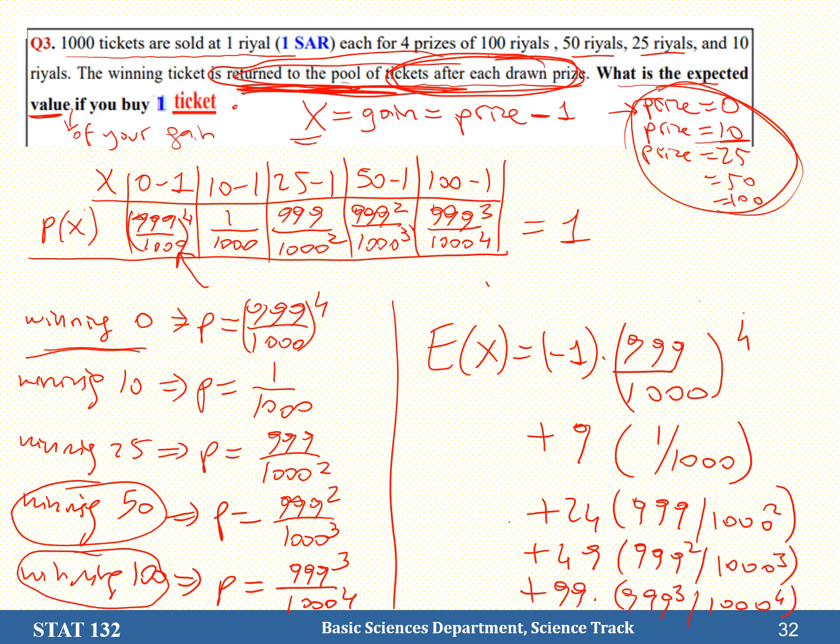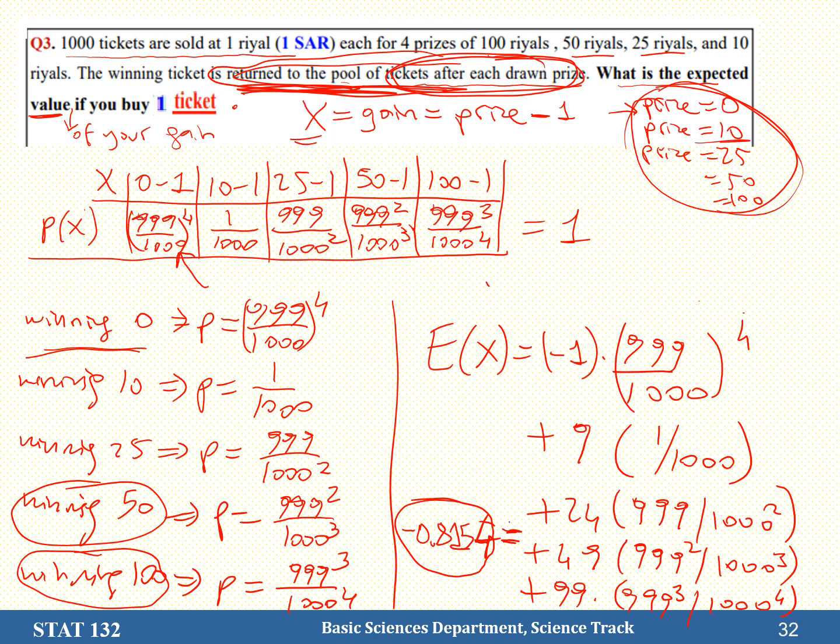If you calculate all these, this will give you minus 0.8154. So your expected value is negative. When joining such a lottery, you don't expect to win indeed.